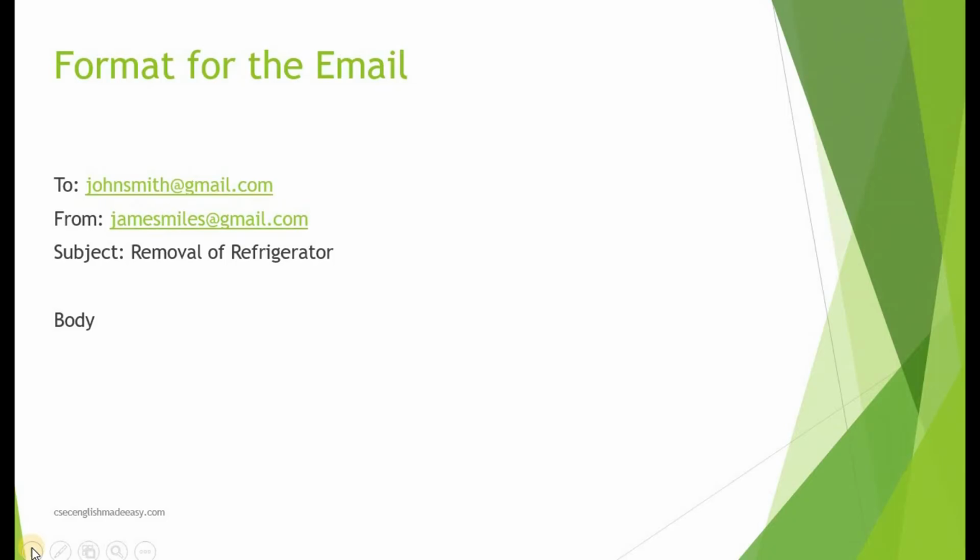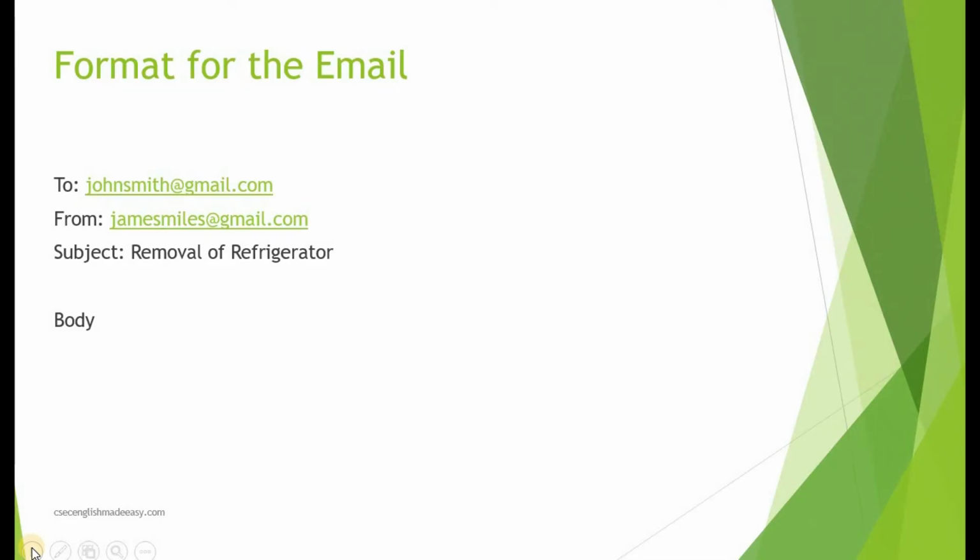Now, looking at the basic format of the email. The format of the email is To, and you have your address. From, you have your address, or you can have the name, based on the fact that we're writing for the CXC exam. Subject, removal of refrigerator, or once again, depending on what your email is about, your subject might vary. And then you have the body of your email.